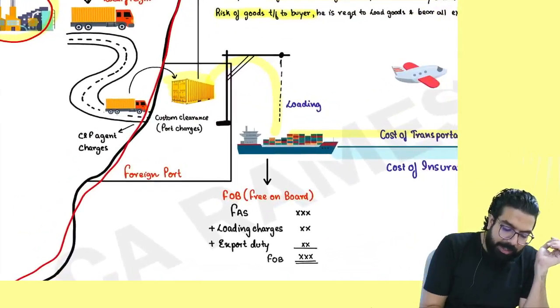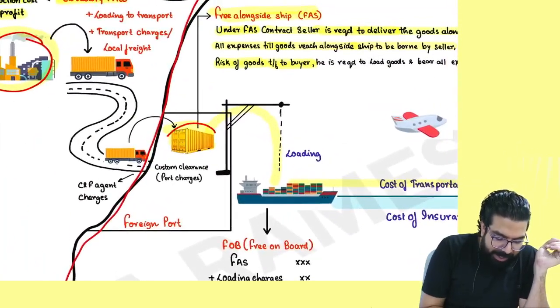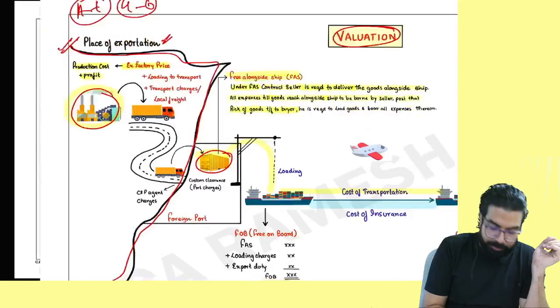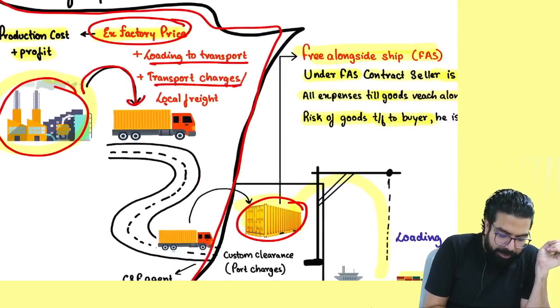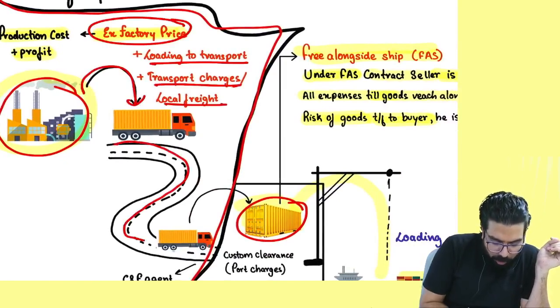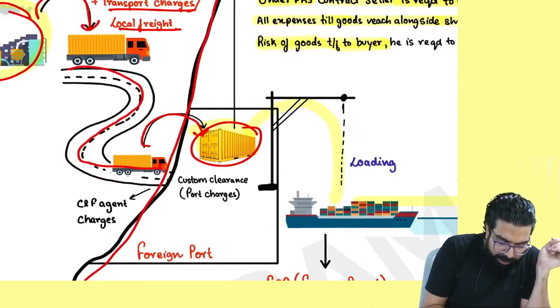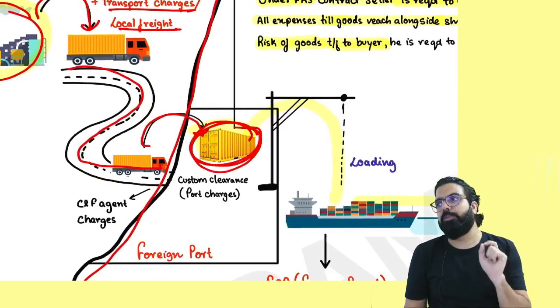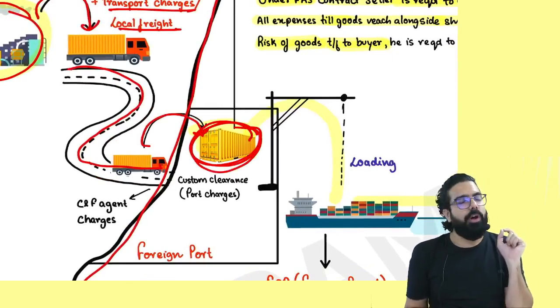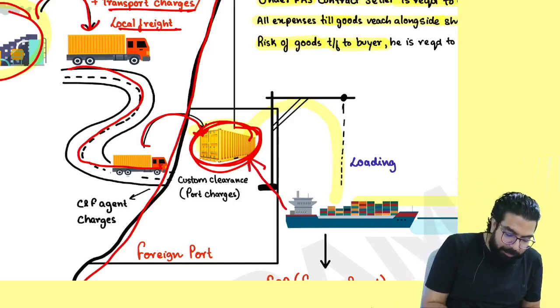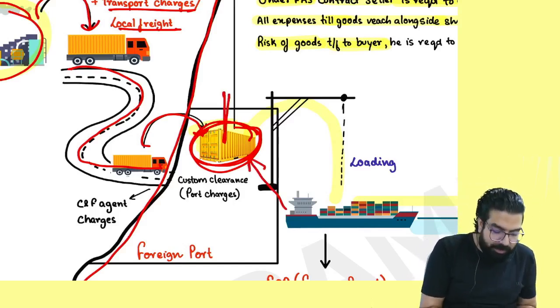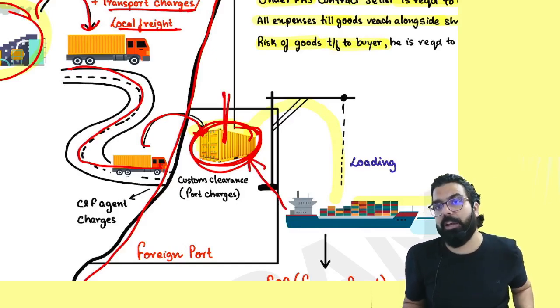So can you tell me, if they give you the FAS price in the exam, what is the FAS price? Ex-factory price, loading, transportation, local freight, all the costs, unloading cost, etc., will be added, and that is the FAS price. Free alongside ship means till the goods reach beside the ship, whatever expense is there will be borne by the seller.